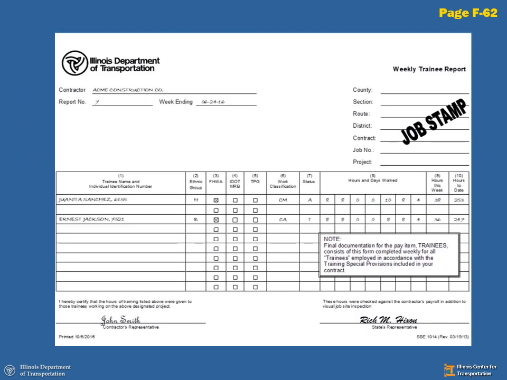On page F62, we have an example of this weekly trainee report. Typically, your contractor's filling this out with the hours on the dates that the apprentices have worked. We're keeping a running total to date because that's the number we put in our pay estimates. We're checking off some statistics here, some metadata with ethnic group, FHWA or IDOT program, the work classification and their status, whether they're apprentice, trainee, journeyman, and so forth. Contractor's going to sign this form attesting to the hours, and we're going to double check the math, and then we can submit it on our pay estimates.